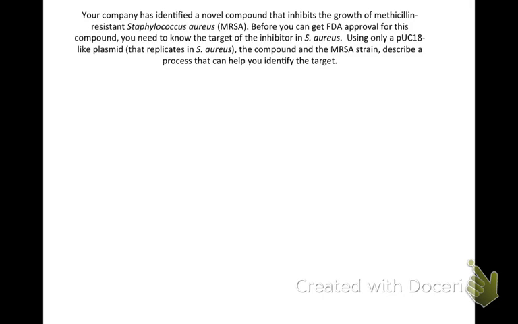This is a question from the online assessment, and you have been challenged to identify the target of a new compound. You don't know anything about this compound, but you know that it inhibits the growth of a methicillin-resistant strain of Staph aureus. So we're all trying to find new antibiotics or new compounds that will inhibit growth of these types of strains. Now you need to find the target, and the easiest way to do this is to use a process called multi-copy suppression.